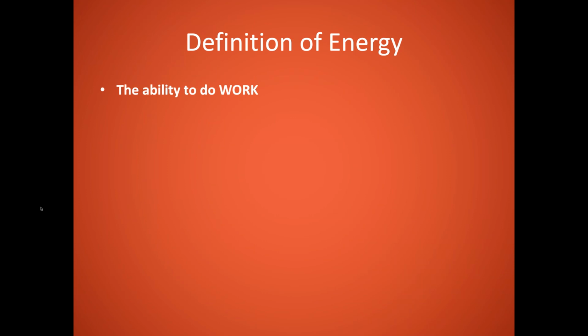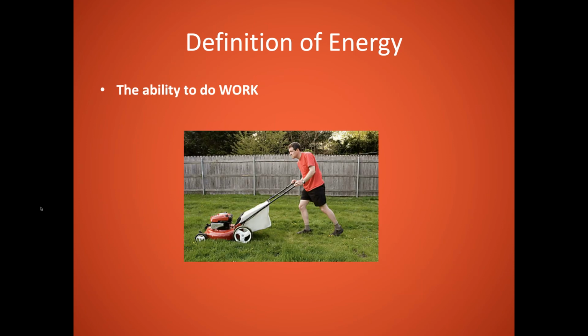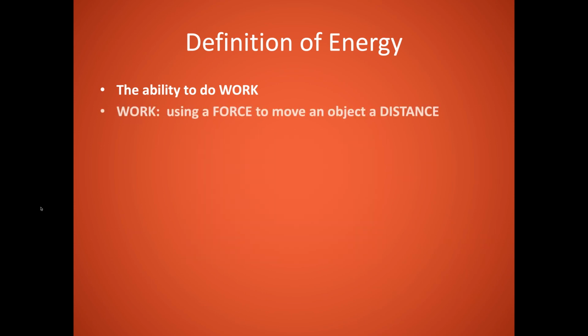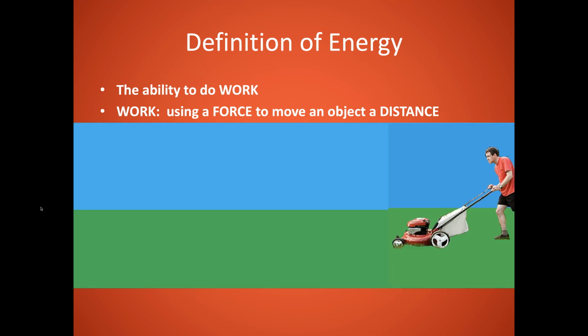Energy, by definition, is the ability to do work. So, for example, mowing the lawn. That's work. Sometimes you're on a riding mower. Sometimes you got a push mower. I have a friend who has one that actually has rotating blades with no engine at all. But that's work. Work is defined as using a force to move an object a distance.